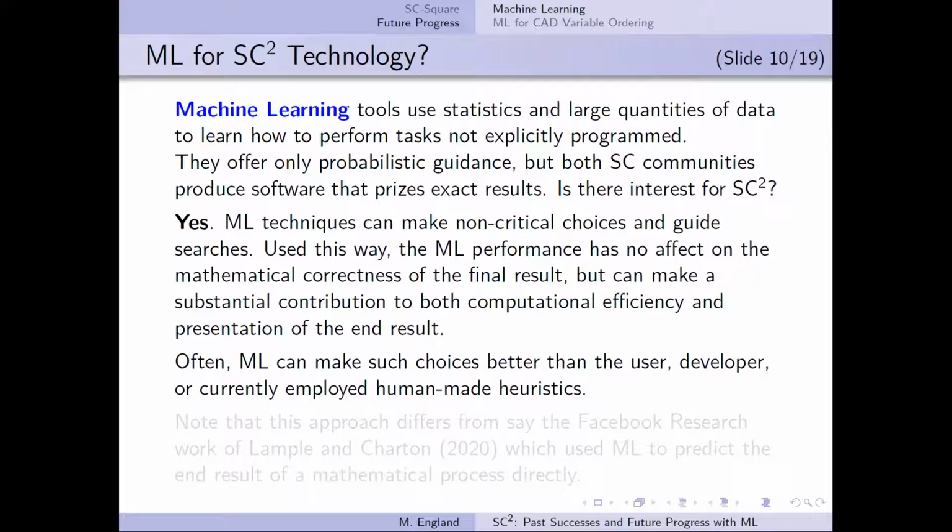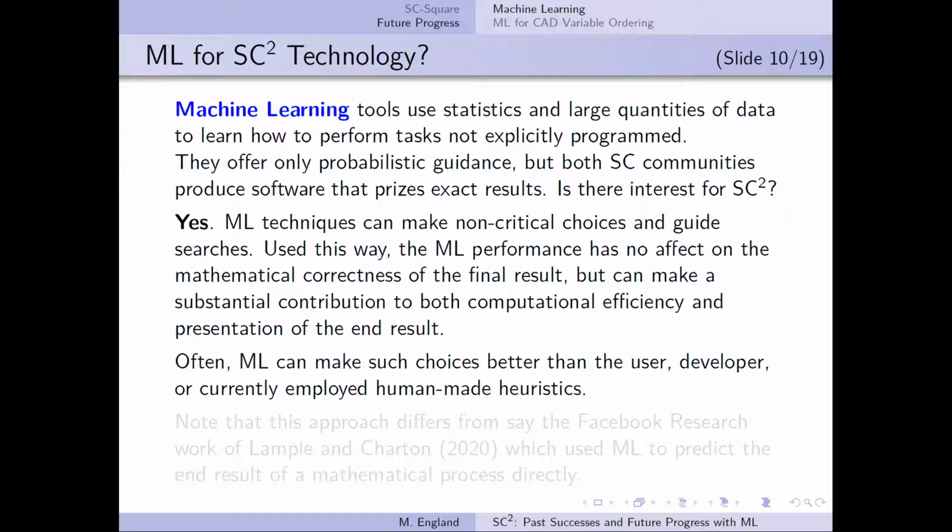First of all, machine learning techniques can be used to make non-critical choices. So for example, guiding searches. If your algorithm has to search through a large search space, then we could perhaps use machine learning to inform us where to search first. Now, if the machine learning was right, we find what we're looking for quicker. If the machine learning's wrong, well, that's a shame, but it will just mean that our search is slower. It doesn't invalidate the result of our search.